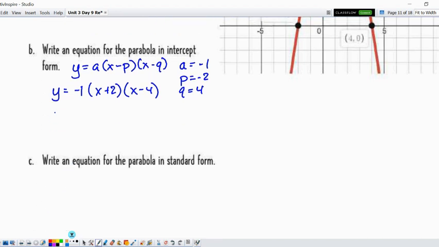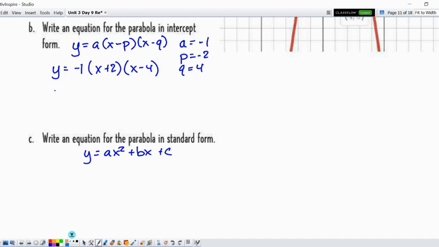In standard form, that's when our parabola is all multiplied out and we are unable to look at a graph and determine the b and c values. So instead, what we will do is we'll take our intercept form and we will FOIL that. So we're going to start by multiplying our two binomials together. We could also use the box method.